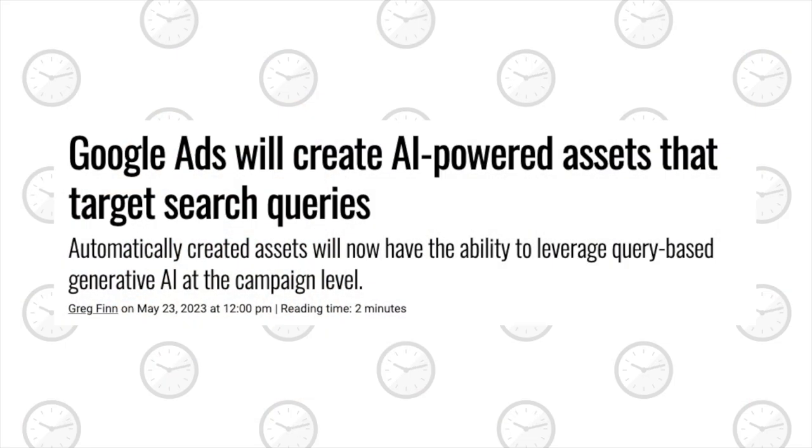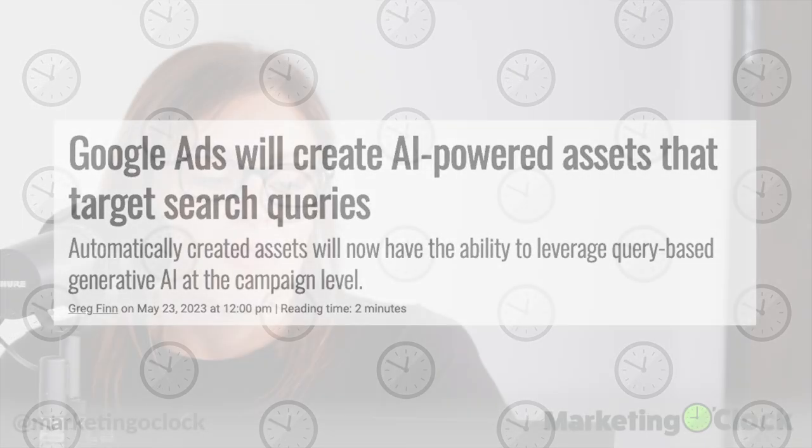Speaking of beefy, another update here: AI-powered assets that target search queries are coming to Google Ads. And Greg, you put this so eloquently in your coverage: essentially a more robust and modern version of dynamic keyword insertion.